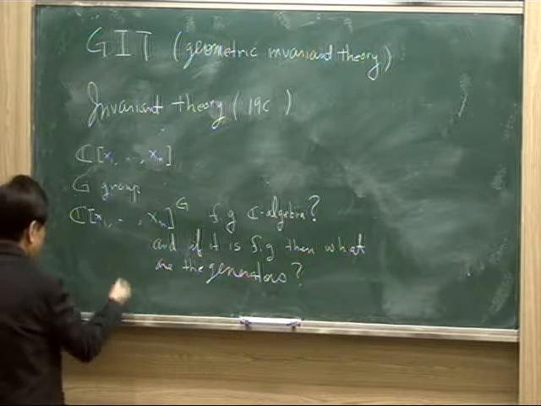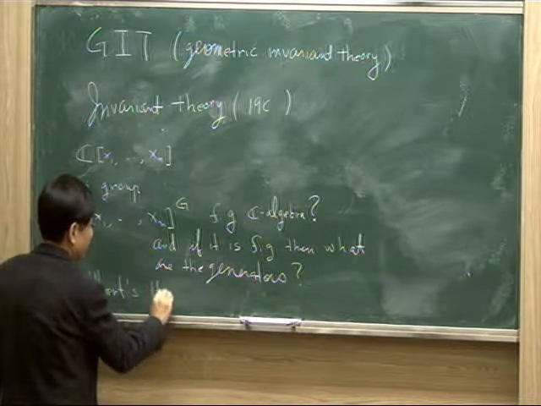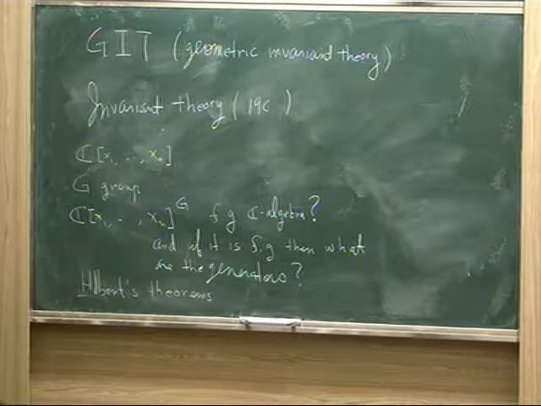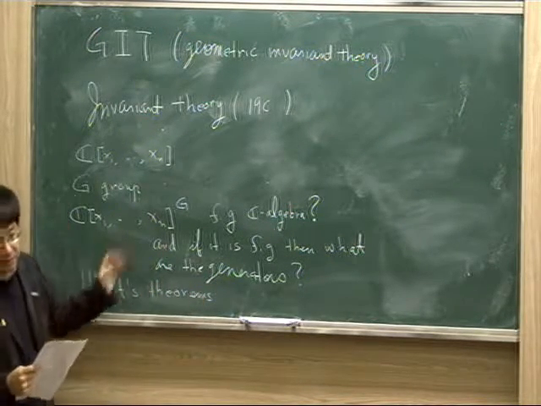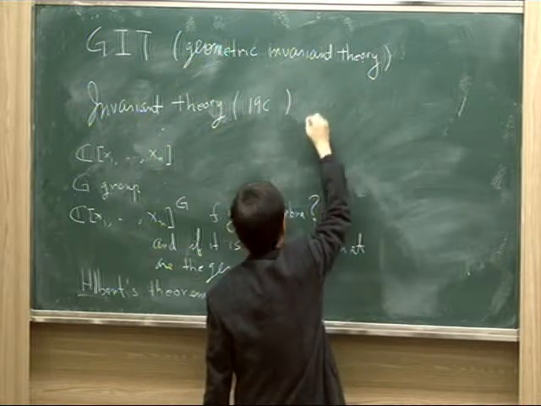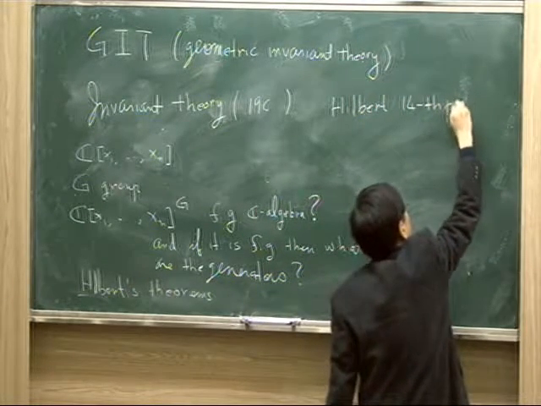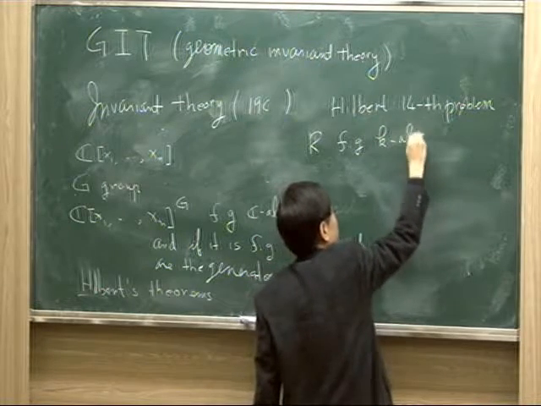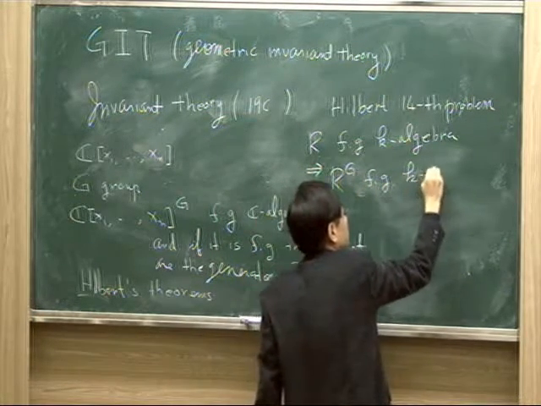For example, there is Hilbert's famous theorem, the Nullstellensatz, and also the Hilbert basis theorems, which are actually related to these problems. One can also generalize beyond the polynomial ring. This is the famous Hilbert 14th problem: if R is a finitely generated K-algebra, K some field, is R^G also a finitely generated K-algebra? These are the questions.